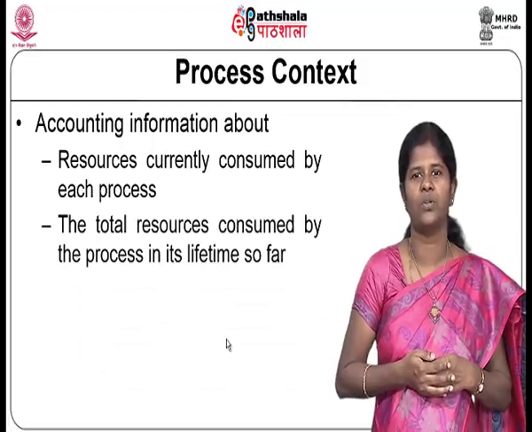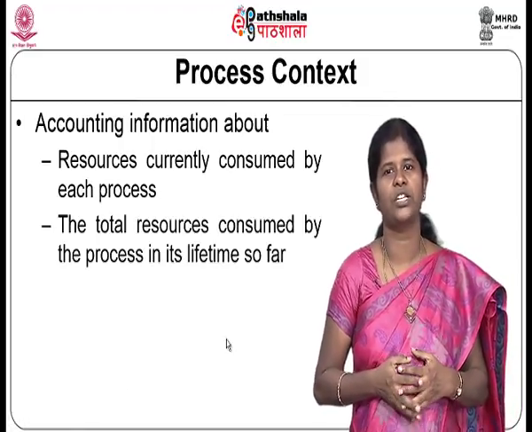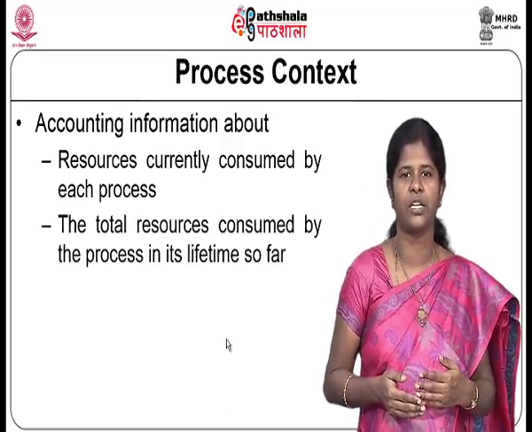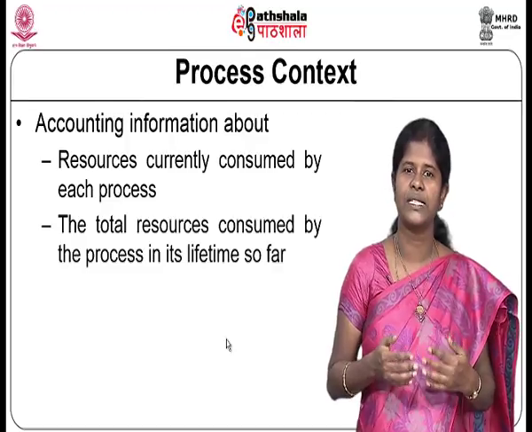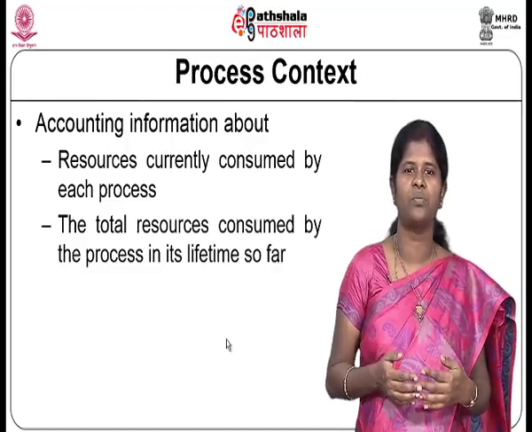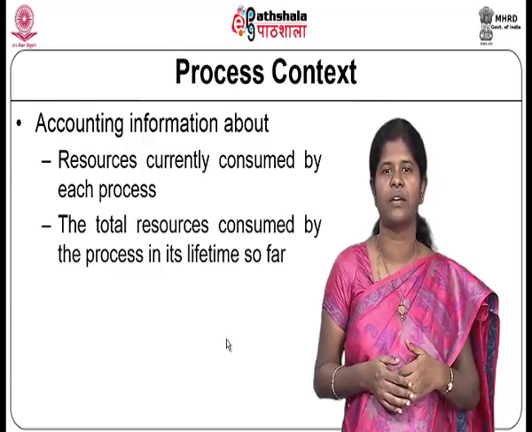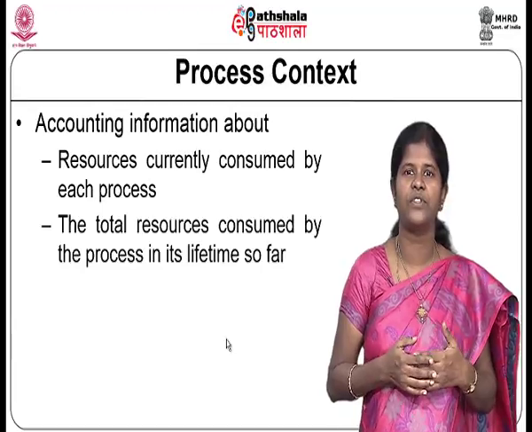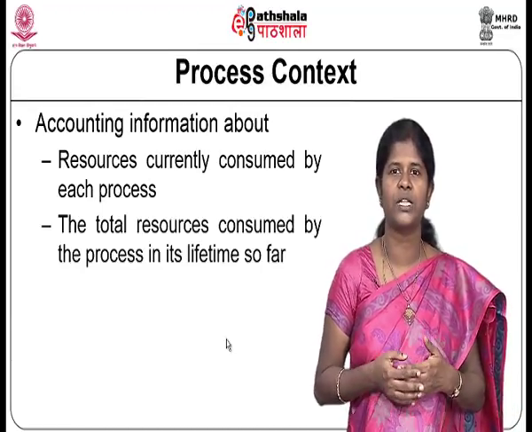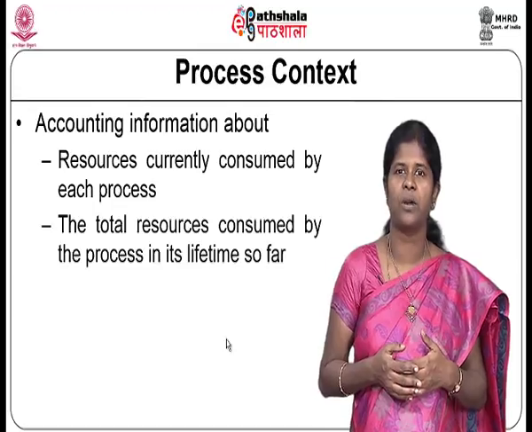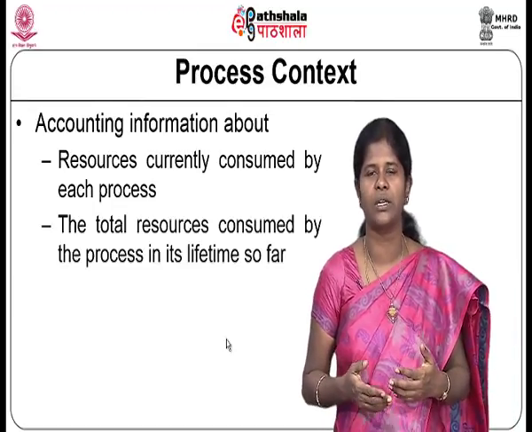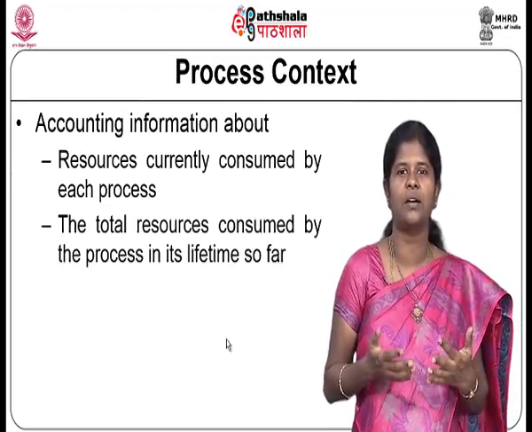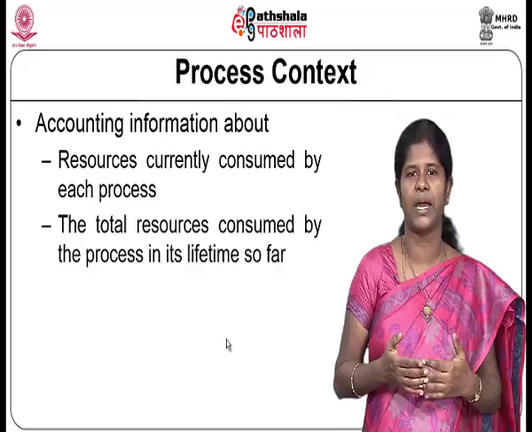And then you have accounting information. Accounting information about a process tells about the resources that are currently consumed by each process, and it also has information about the total resources consumed by the process in its lifetime so far. The resources can be, for example, the CPU usage time. It can also have information about the amount of time the process spent in user mode, the amount of time the process spent in kernel mode, and so on. All this information put together forms the resources consumed by each process.